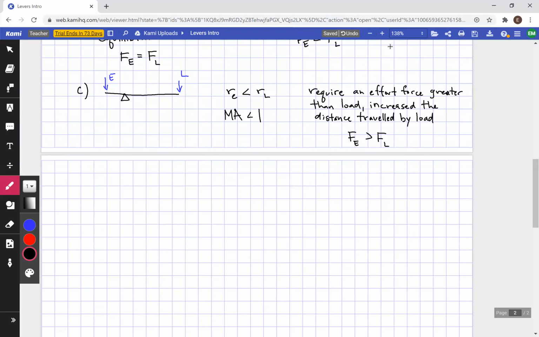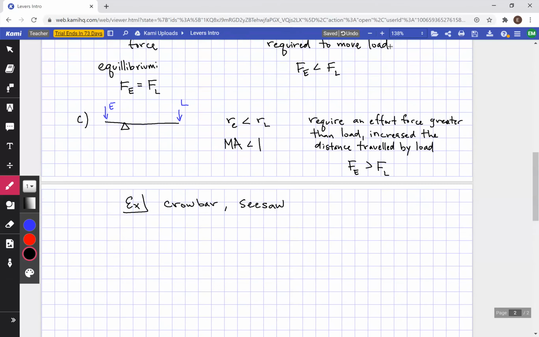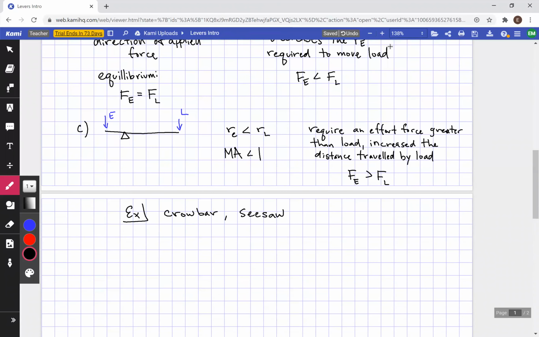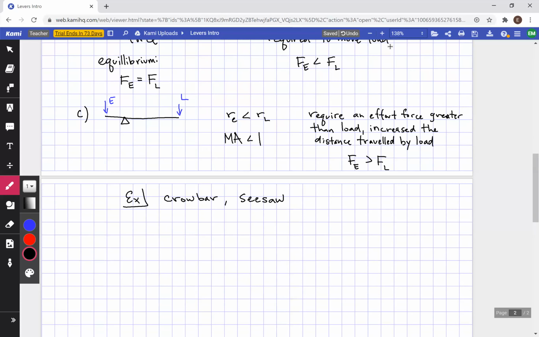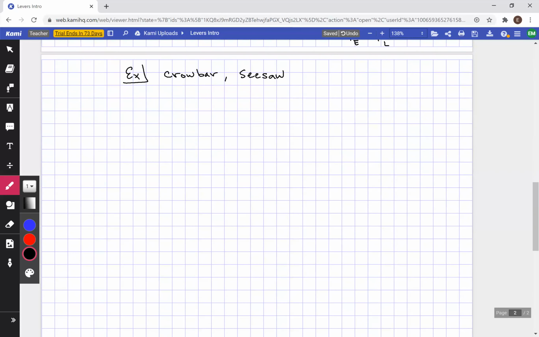Some examples of first-class levers would be a crowbar, or a seesaw. Something where you have the effort and the load on opposite sides of your pivot point, your fulcrum. So that's first-class levers. And now we're going to look at second and third class levers.